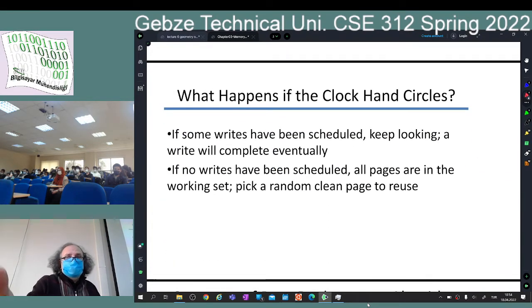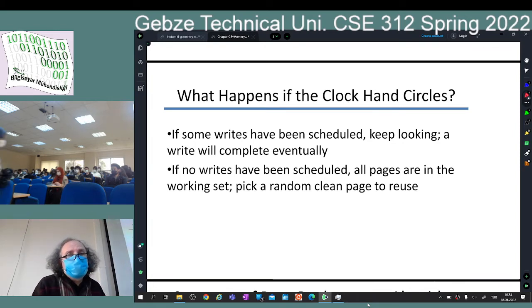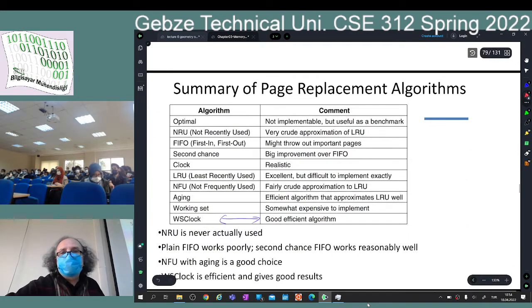So what happens if the clock hand circles? I keep circling until one page becomes available. Again, if I see that no page is scheduled to be written to the disk, all pages are referenced, and they are all young, not old enough, then I have to pick a random page to use. That might cause thrashing, which is a bad thing.